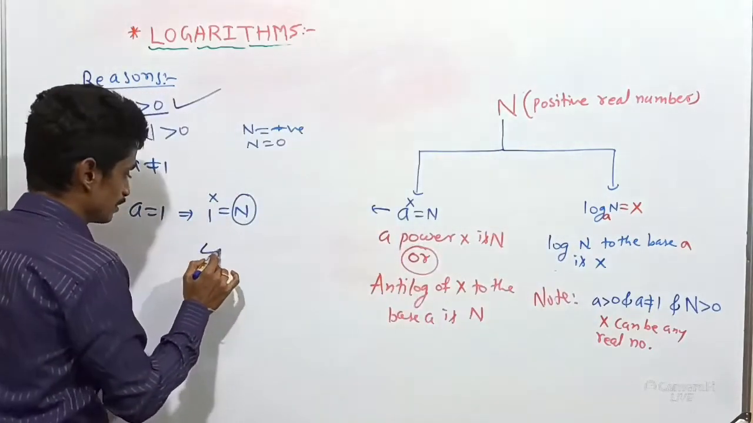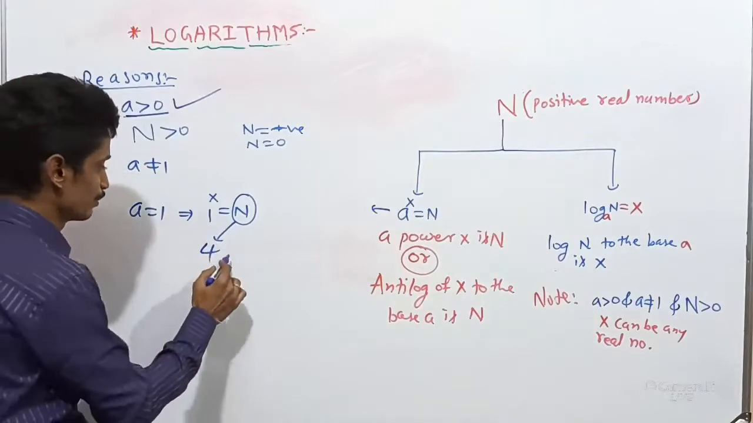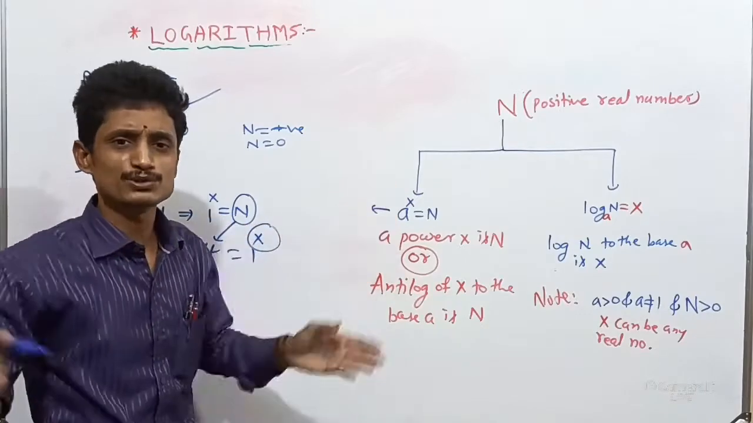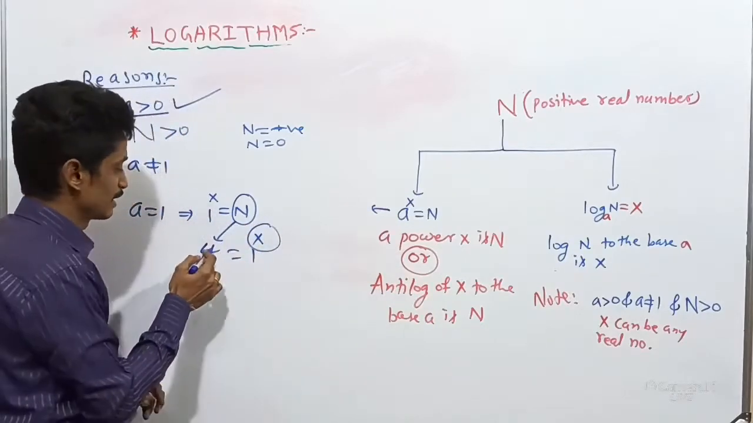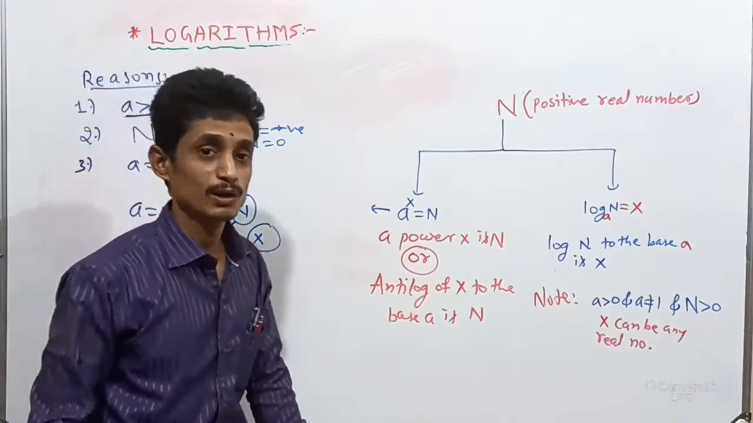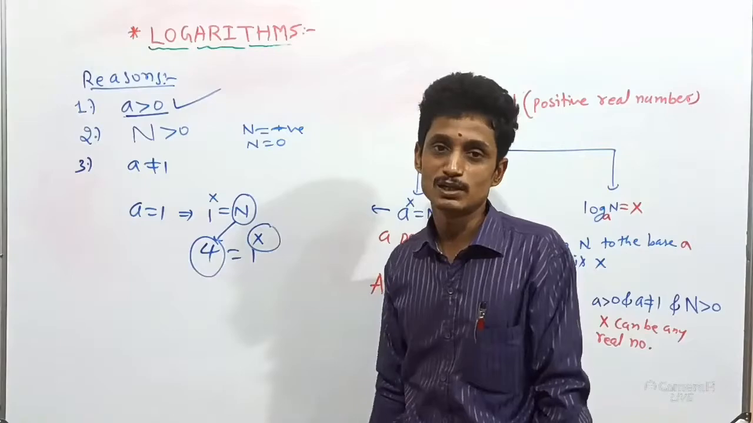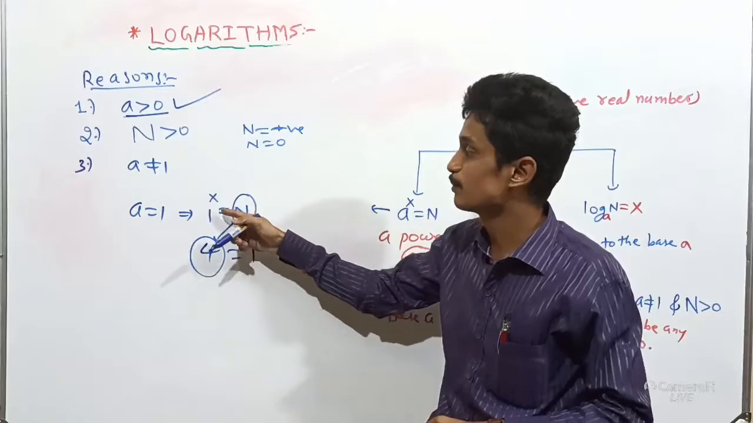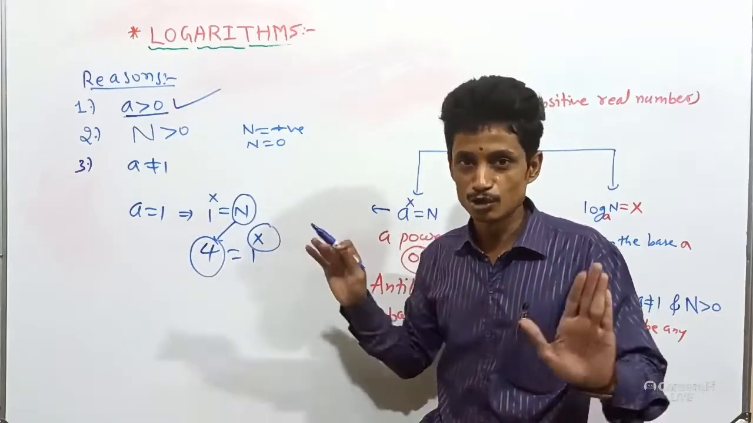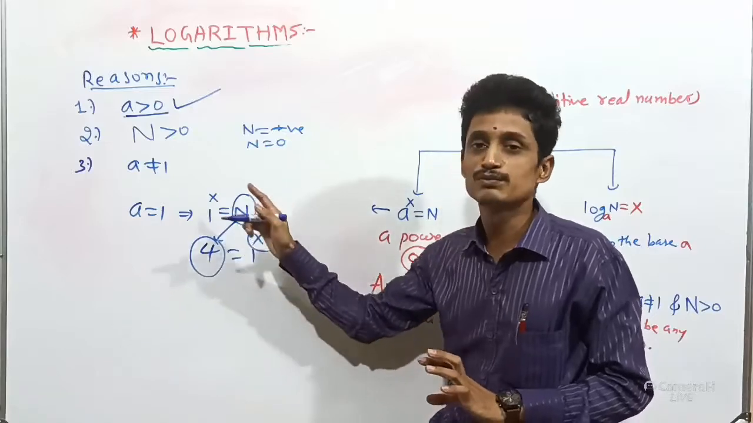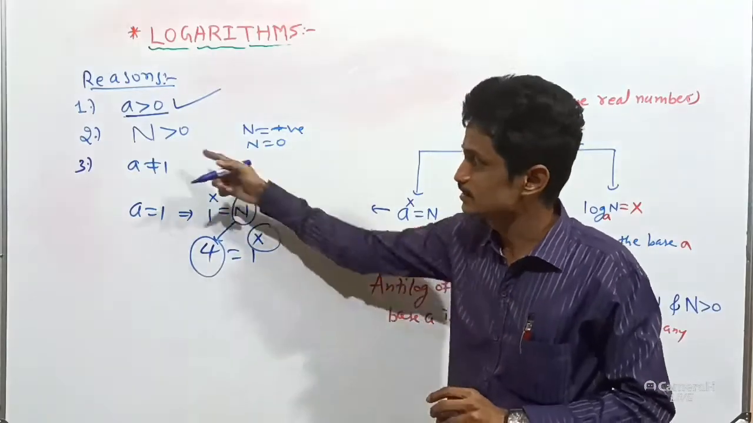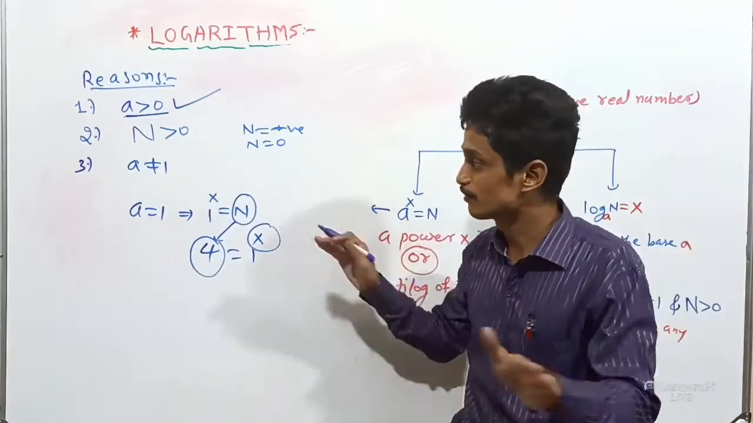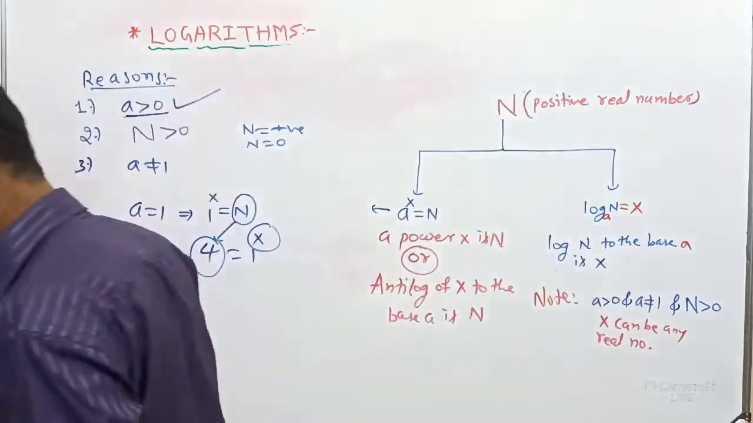For example, the number n is 4. Is it possible to express it as 1 power x? You can take all the real numbers as the power, but your answer will be 1. You will never get 4. 1 power infinity is also 1 only. You understand? We can't express any number in the form of 1 power something. This statement will not be true for any value of x. That is the reason that in index form, a is always other than 1. a can never be 1. Clear? Next.